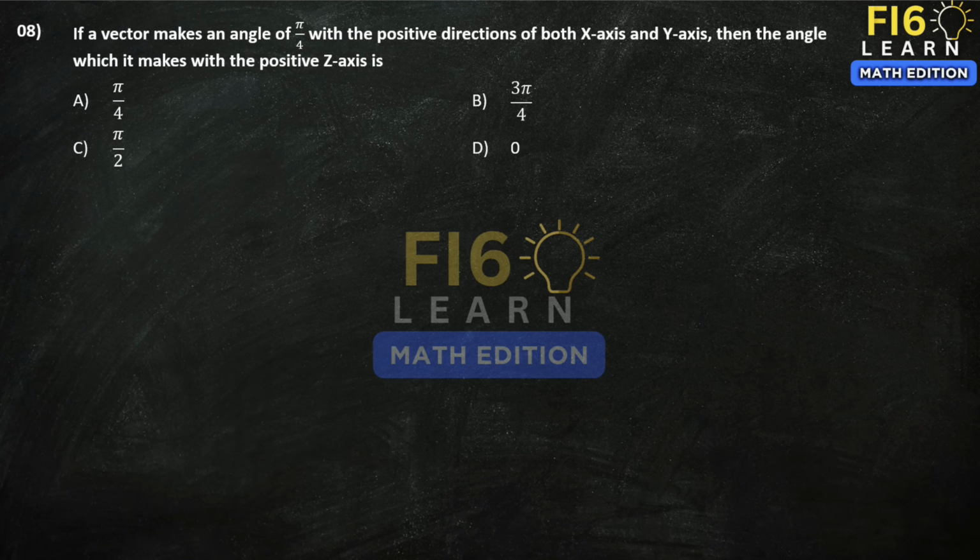Question number 8. If a vector makes an angle of pi by 4 with the positive directions of both x and y axis, then the angle which it makes with the positive z axis is. In this case, the angle made by the vector with the x axis is given, that is pi by 4, and the angle made by the vector with the y-axis is also pi by 4. Both values are pi by 4, and we need to find the angle made by the vector with the z-axis, that is gamma.